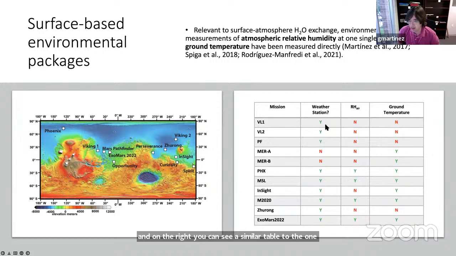But here, what I am highlighting is whether these missions included a weather station, and most importantly for this talk, whether they included relative humidity and ground temperature sensors. So what you can see is that the Phoenix mission was the first mission including both a sensor to measure relative humidity and ground temperature. MER only measured the ground temperature. Then the MSL included both quantities, and same thing for Mars 2020. So let's take a deeper look at how relative humidity and ground temperature look for these missions.